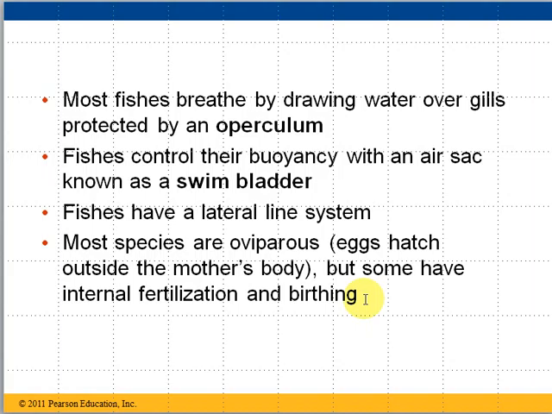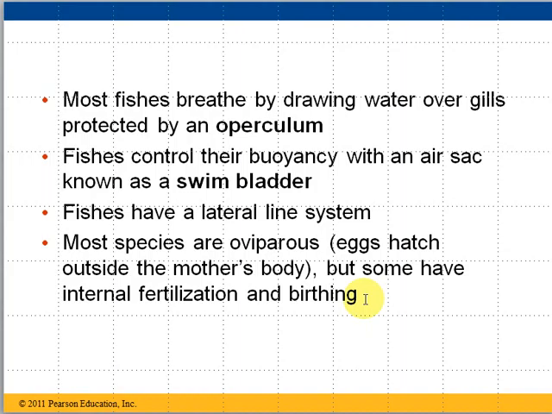Now remember I said sharks have a tendency to sink to the bottom when they stop moving. Most fish do not. Most fish can move not only forward and reverse, left and right, but they can also float up or down in the water by adjusting the amount of air within what they call their swim bladder. Most fish have a lateral line system, which allows them to recognize vibrations around them to indicate predator and prey. And most species of fish are oviparous, meaning they have eggs that hatch outside the mother's body. There are a few that have internal fertilization and birthing, but most of them lay their eggs outside the body and the eggs hatch that way.